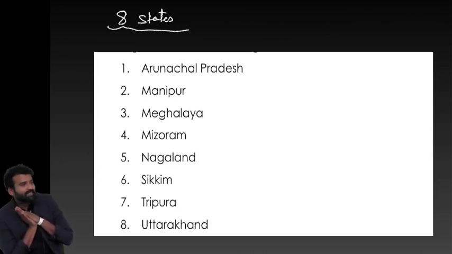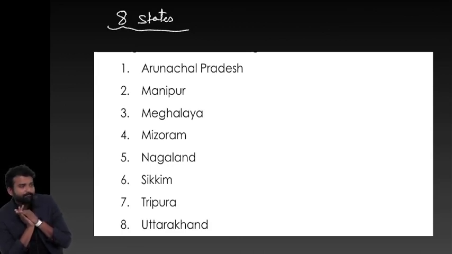So will you remember the names of the states where the limit is lower? 8 states: Arunachal, Manipur, Meghalaya, Mizoram, Nagaland, Sikkim, Tripura, and Uttarakhand. These are the 8 states where the limit is 75 lakh. For all the other states and UTs, the limit is 1.5 cr. For Himachal Pradesh, for Jammu and Kashmir, for all it is 1.5 cr.